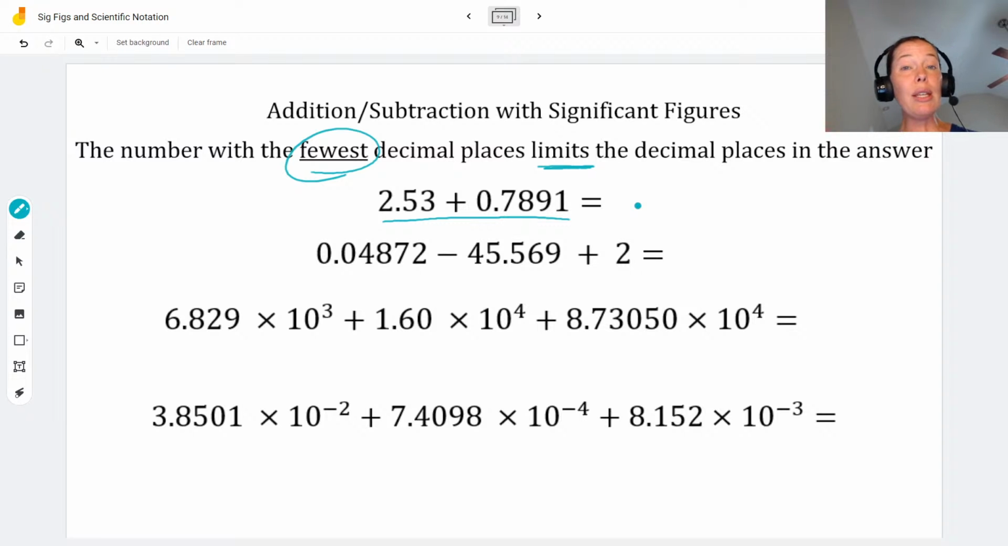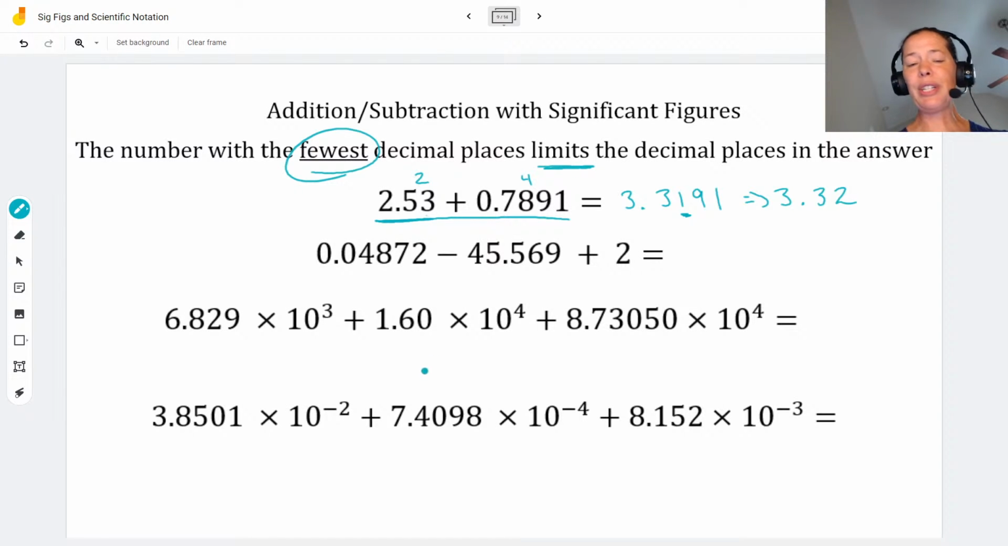So let's take a look at this first addition problem here. If I just put this in my calculator, this is the answer I get. Okay, so that is adding things correctly, but it is not to the correct number of sig figs. Because this is addition, I'm counting up decimal places. My 2.53 has 2 decimal places, and my 0.7891 has 4. So my 2.53 is going to limit my answer. It means I just need 2 decimal places. So I need to round to this place right here, which means my answer to the correct number of sig figs is 3.32.